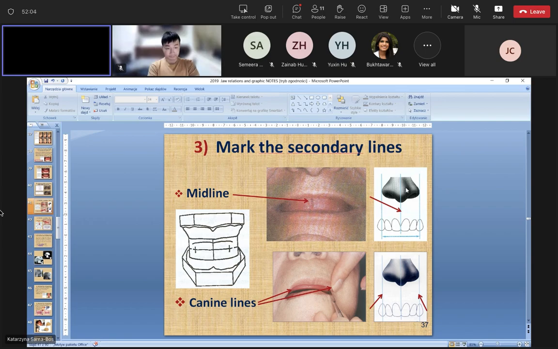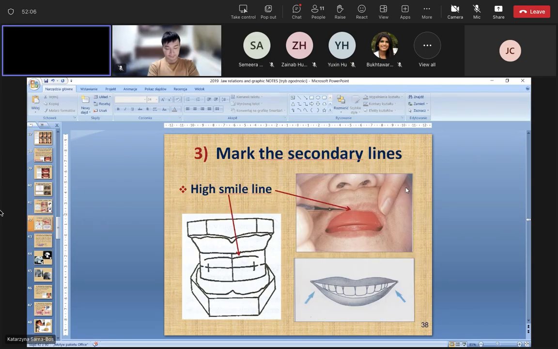And the last one, high smile line. High smile line is placed according to the upper lip line when the patient smiles. So we ask the patient to smile and we try to mark the smile line according to the upper lip.